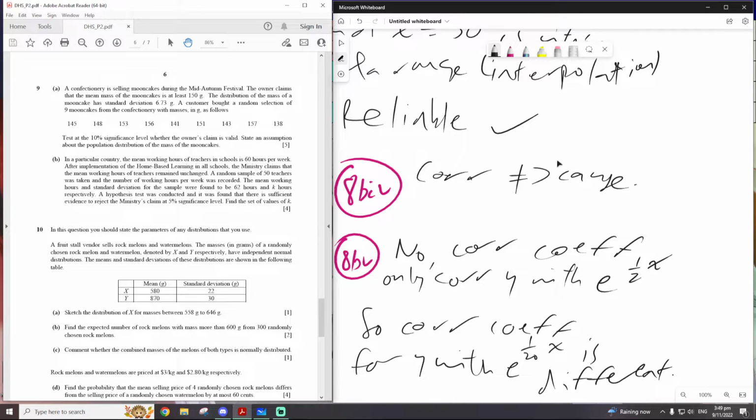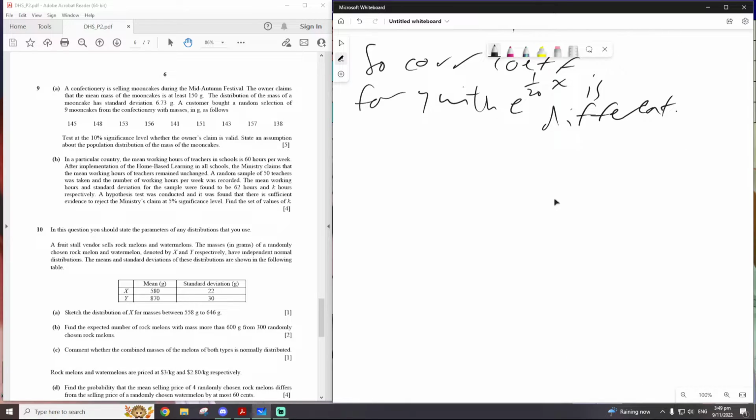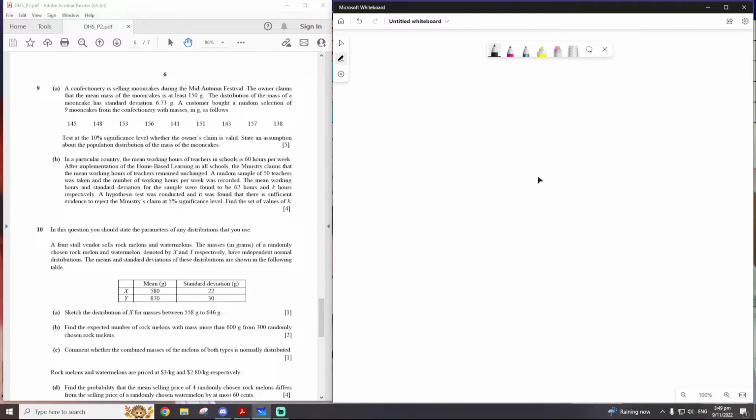A confectionery is selling mooncakes. Okay, this looks like hypo testing. Test at 10% significance. State an assumption. Okay, standard deviation is 6.73. Mean mass is 150 grams. So 9 mooncakes. Okay, so if you read the question carefully, they never said that the distribution is normal and the sample size is small. And therefore, we can already kind of foresee that the assumption will be that it will be normally distributed. The data is normally distributed. Okay. Assume mass of mooncake is normally distributed.